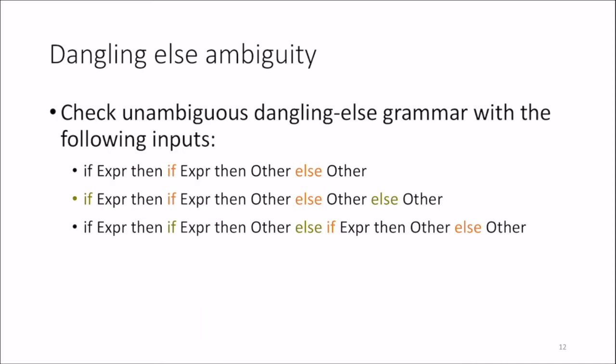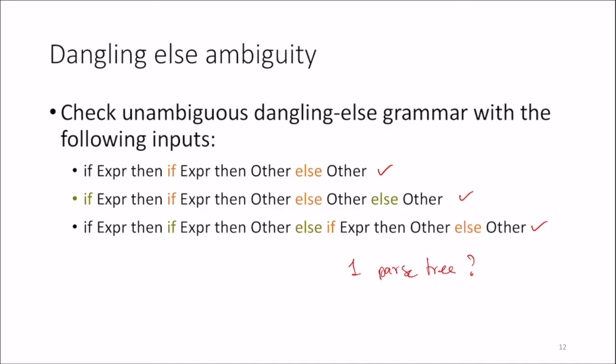So what I would like you to do is to check that previous unambiguous grammar with the following inputs and check whether for each one of these inputs, you get one parse tree, or whether any of them get multiple parse trees. If any of them get multiple parse trees, you know that the grammar is not unambiguous, right? Because if it has multiple parse trees, then it's an ambiguous grammar. So the claim is that it should get only one parse tree for each.